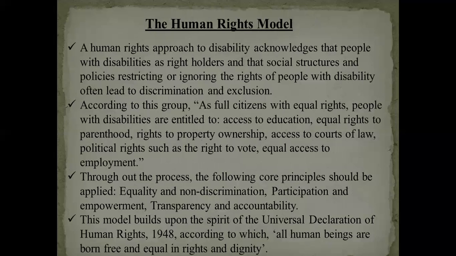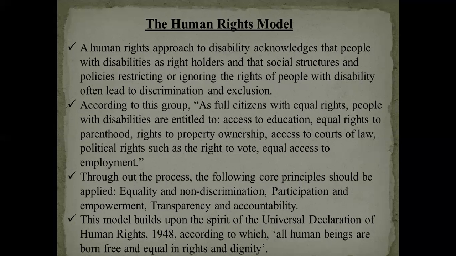Now moving on to the third model. So what is this third model telling? The human rights model. From the name itself, you can understand this is to ensure equal rights and opportunities for both the abled and the disabled. A human rights approach to disability acknowledges people with disabilities as right holders, and that social structures and policies restricting or ignoring the rights of people with disability often lead to discrimination and exclusion.